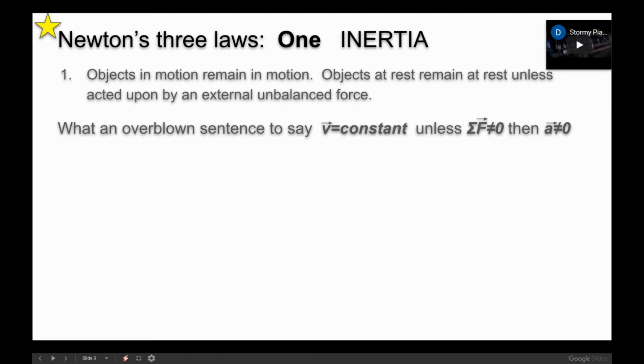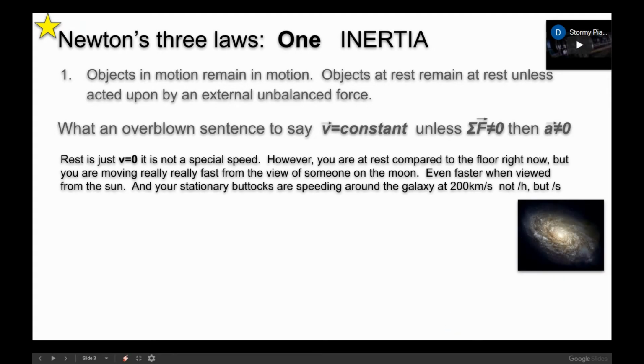This means if you have constant velocity, not speed, constant velocity, then there is no total force on you. It adds up to 0, and if there is a total force on you that isn't 0, you're accelerating. And we'll see why it's velocity, not speed.